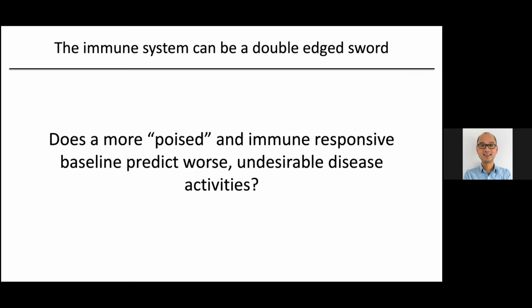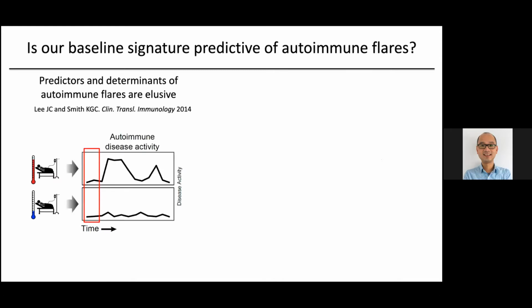So the next question is whether the same signature may be predictive in the context of disease flares in autoimmunity. That's where we are trying to broaden this out further, to think about whether this is relevant in a totally different context. For many autoimmune diseases such as lupus, as I mentioned, one of the key conundrums is that the predictors and determinants of these flares remain fairly elusive, especially those that can predict disease activity using immune parameters during clinical quiescence.